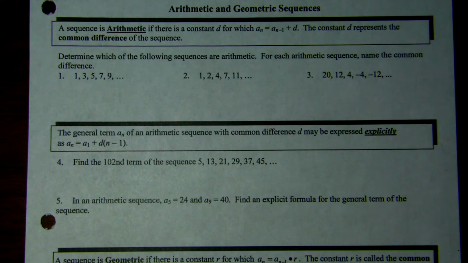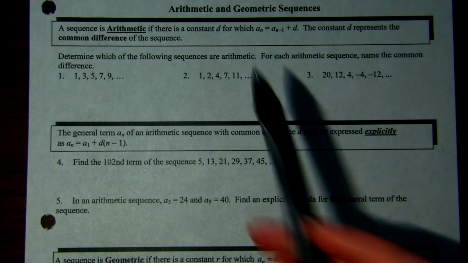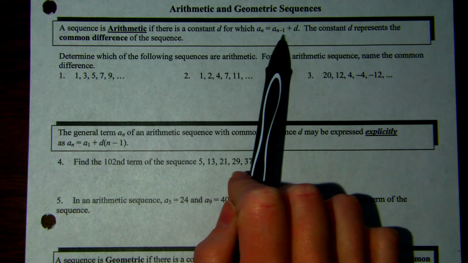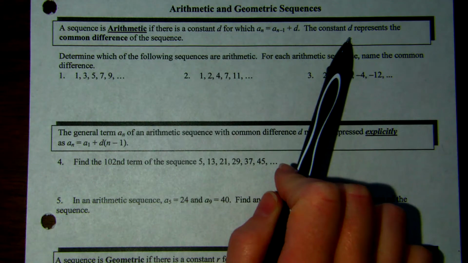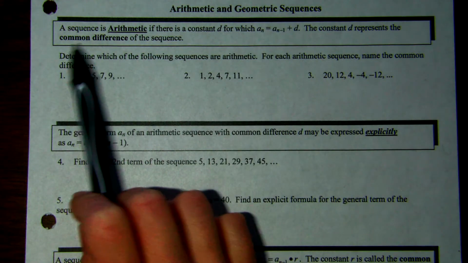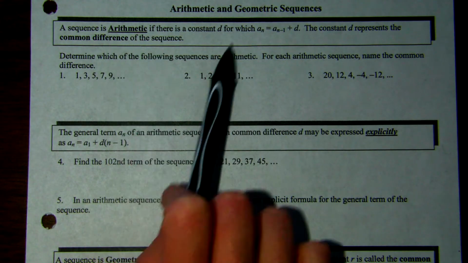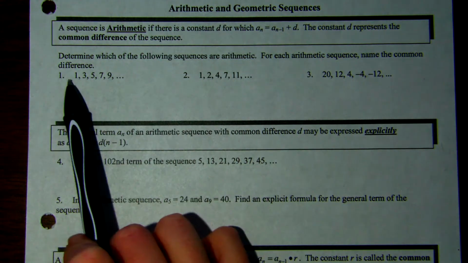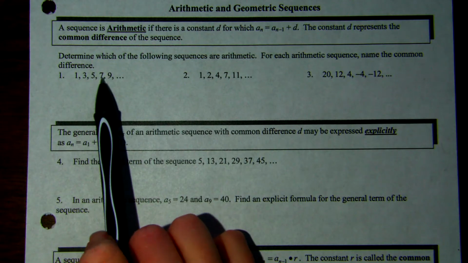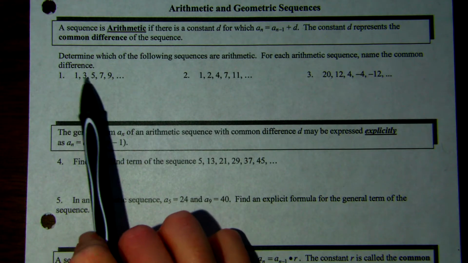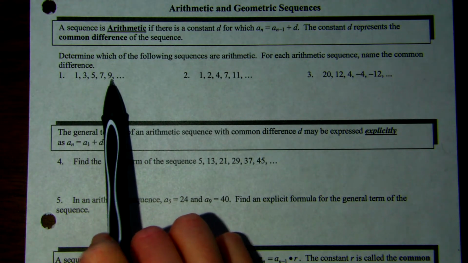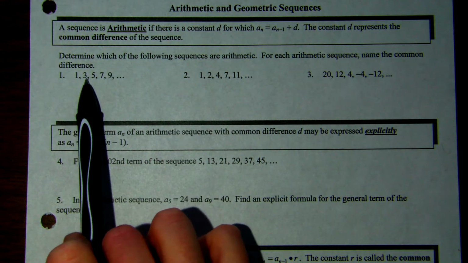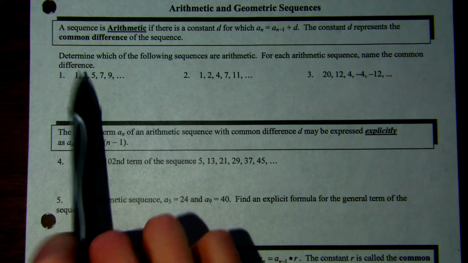Okay, so a sequence is arithmetic if there is a constant d for which a sub n is equal to a sub n minus 1 plus d. The constant d represents the common difference of the sequence. And this is just a fancy mathematical way of saying that when you go from term to term, you are going up or down the same number. It's a constant difference. So common difference, but constant difference, meaning it's the same number every time.